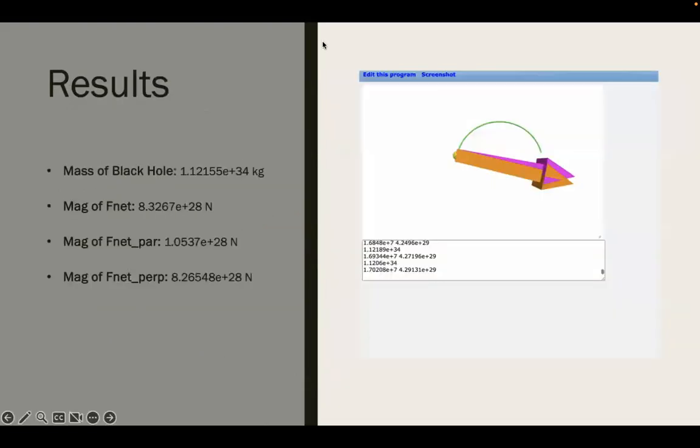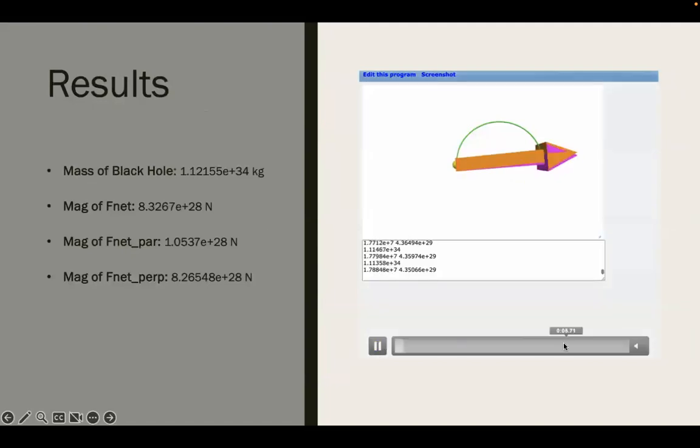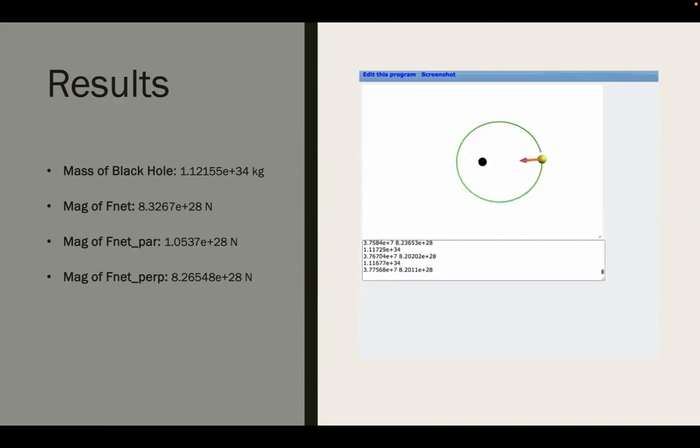And this results in this. So we got the mass as 1.12 times 10^34. The magnitude of Fnet is 8.3 times 10^28 newtons. Fnet parallel was 1.05 times 10^28, and then the perpendicular Fnet was 8.26 times 10^28.